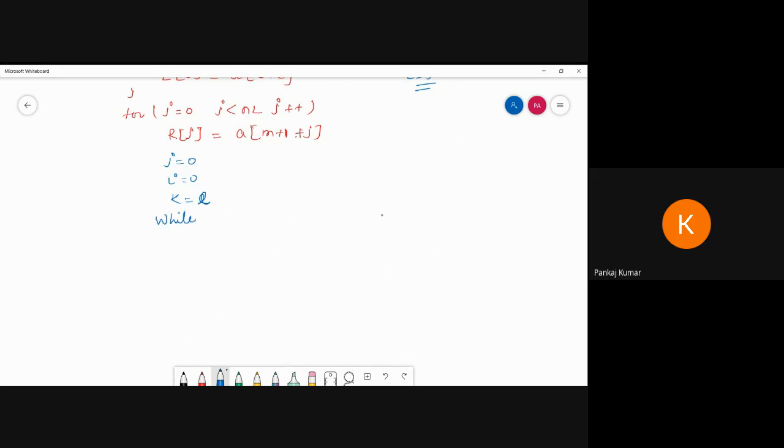So you have to write a while loop where i should be less than n1, and j should be less than n2. Inside that I'm going to write an if. Now see, if L of i is less than or equal to R of j, then we have to perform the copy: whatever the value of L of i should be stored in array of k, and we have to increase i plus plus. That is the if condition.